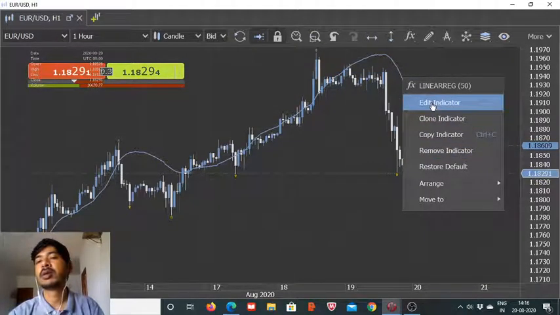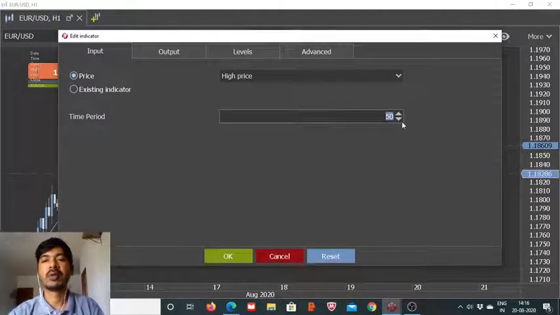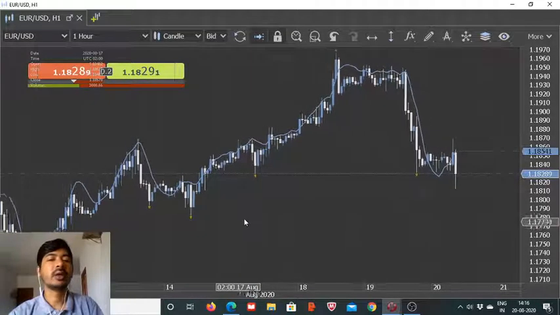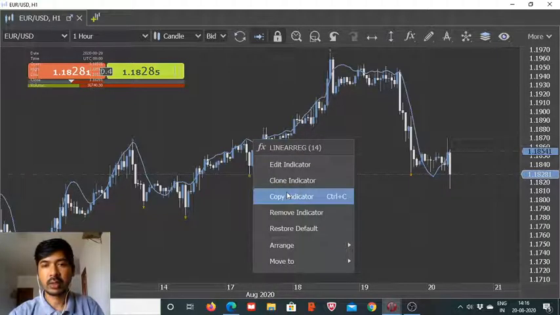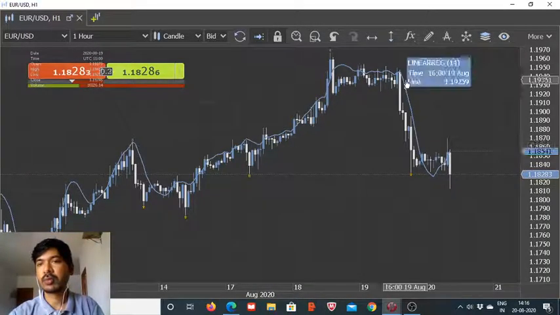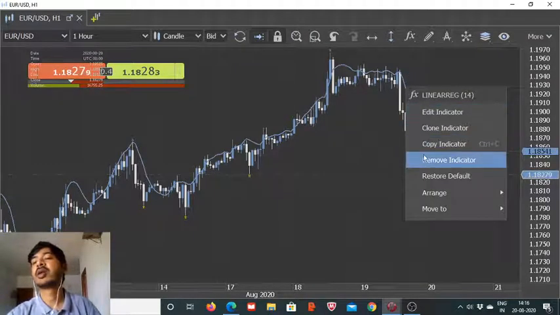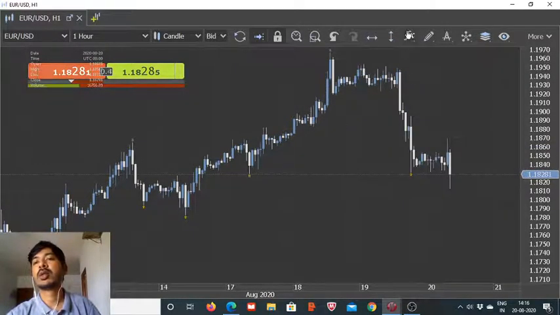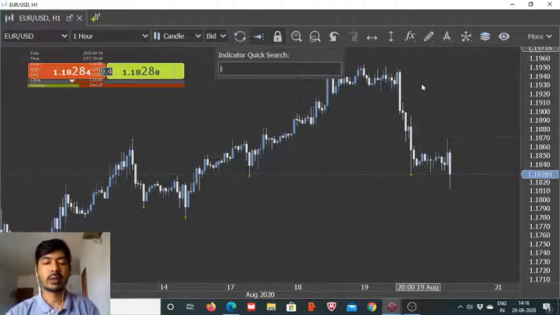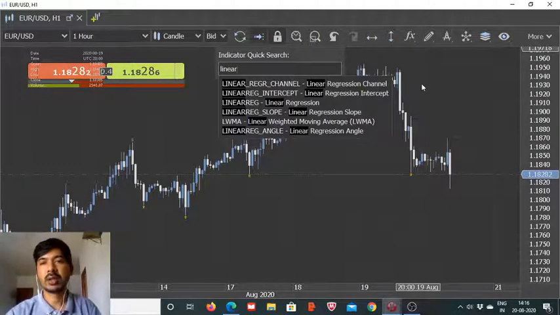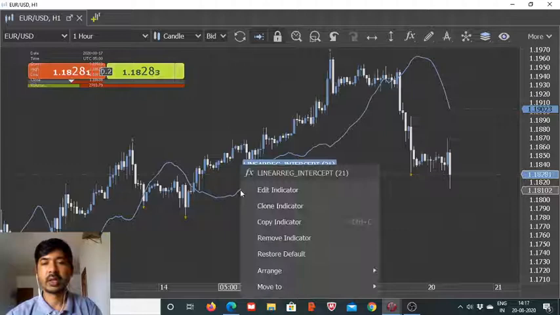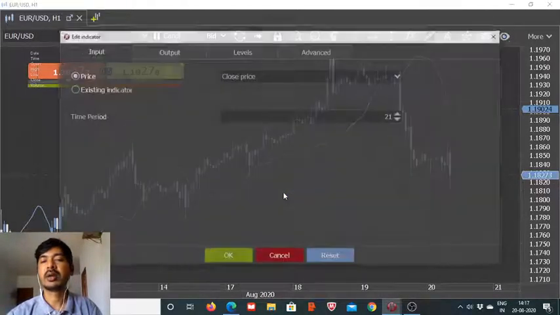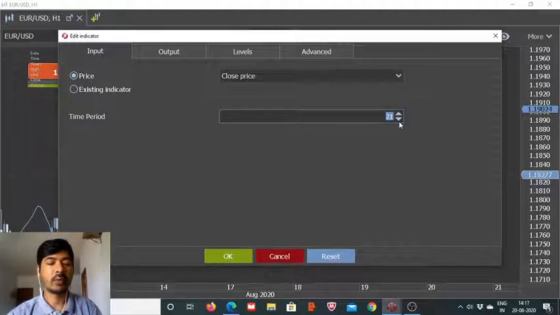So this is the linear regression intercept of 50 value. Let me change it to 14. 14 is mostly the default value. So as you can see, we have now plotted the linear regression intercept. No, we have plotted a different indicator. We need to remove this and search for the linear regression intercept. Okay, so this is our linear regression intercept indicator on the chart. Let us restore its default value to 14.